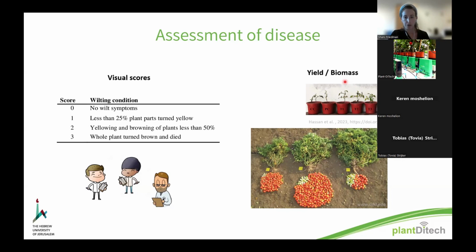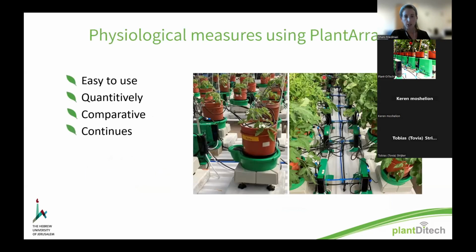We want to offer a third option, using the plant array to assess the disease. By definition, disease is an impairment of the normal state of a plant that interrupts or modifies its vital functions. We have a tool that can continuously measure vital physiological parameters. These parameters like biomass, transpiration, water use efficiency, stomatal conductance, and everything else Karen showed. It's easy to use. It's quantitative, meaning objective, not subjective. Comparative, we can have infected and control plants simultaneously, and it's continuous. From day one, we can follow the disease.